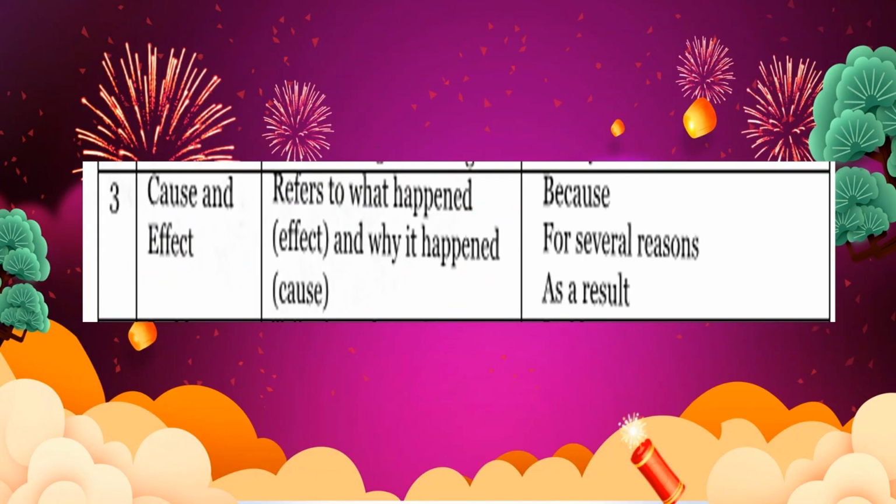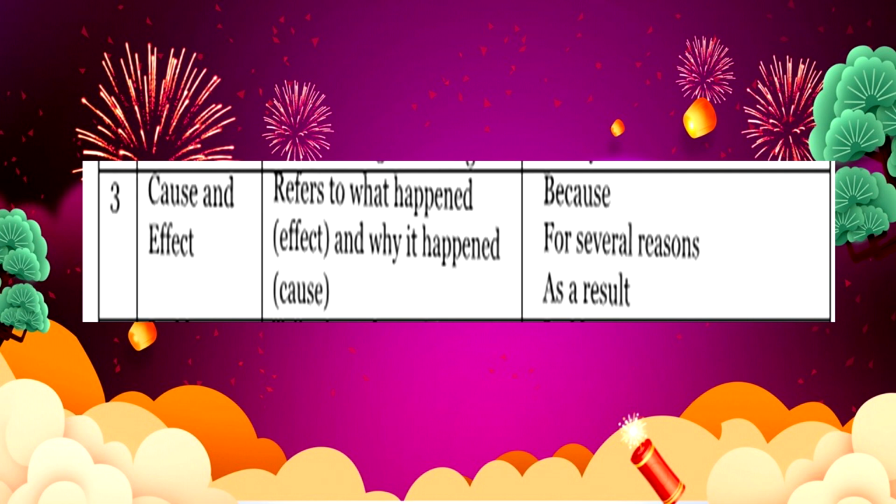Okay, so what is the type? It is cause and effect. The purpose is, it refers to what happened and why it happened. So the signal words are because, for several reasons, and as a result.